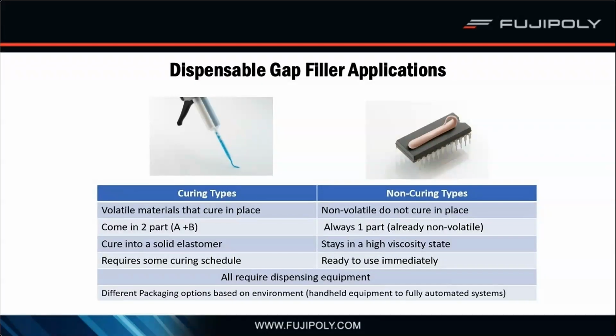Because two-part materials cure in place, you do have the advantages of a solid elastomer-like connector that essentially cures to the exact gap of the application. The advantage to this is we don't have to worry about reliability like we do with some of the materials that stay in a viscous state. You're essentially getting a lot of the advantages of a pad-type gap filler out of a dispensable TIM.